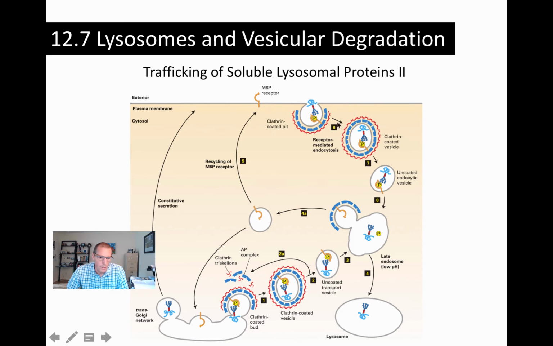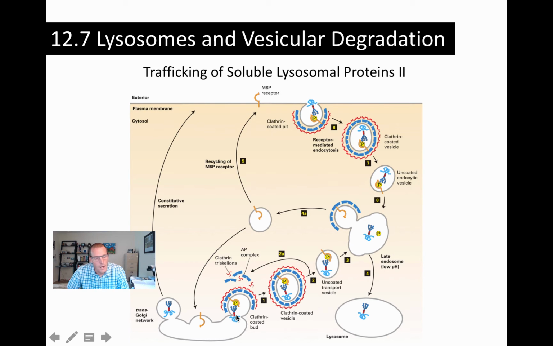So looking kind of complicated, lots of things going on here. So we'll break it down, and we're going to start down here in the trans-Golgi network, and then we'll look to see how we end up getting this lysosomal protein here all the way into a lysosome, and then we'll talk about some other stuff that's going on up here towards the end.